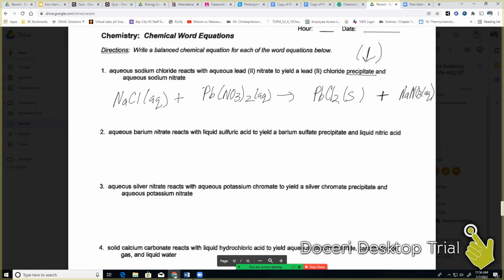And what jumps out to me is my chlorine. I have 1 here and I have 2 on my product side. So I'm going to put a 2 in front of my sodium chloride. So now I have 2 sodium, which means I'm going to need to account for that on my product side. So I'll put a 2 there. And when I put a 2 there on my product side, what did that also fix? The NO3, right? Because I already had 2 over here by putting a 2 there. So then everything is balanced and I've got a good equation written out.